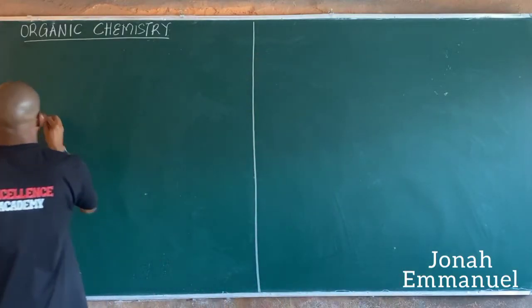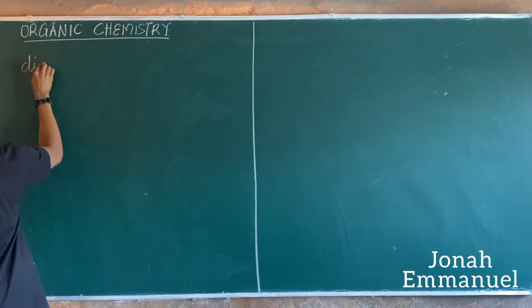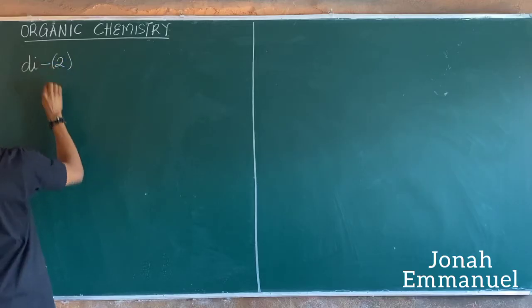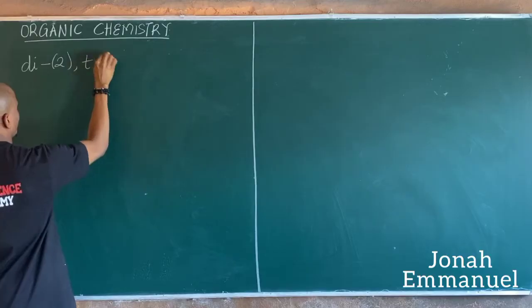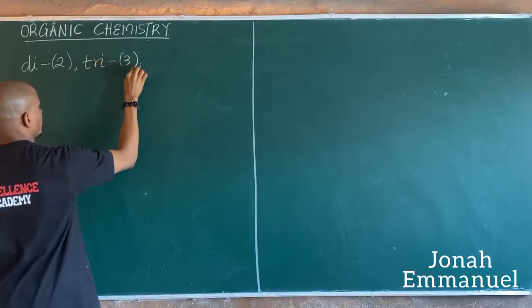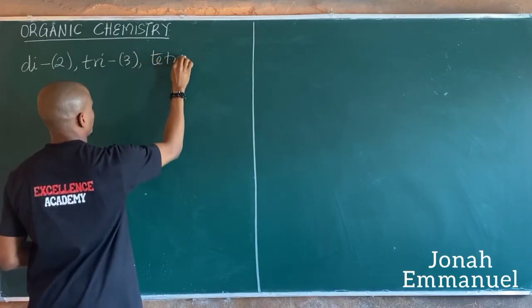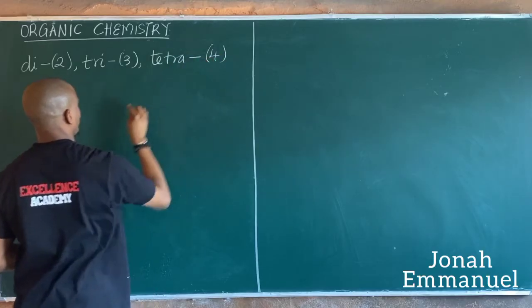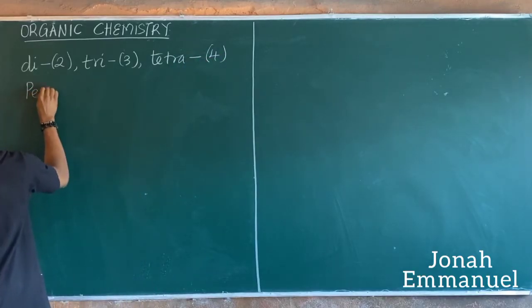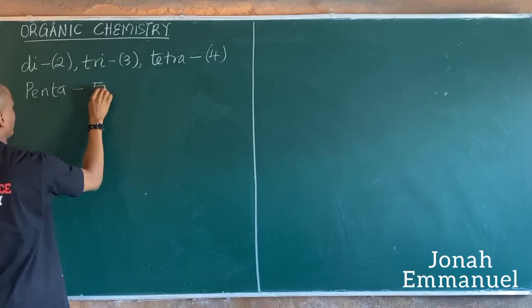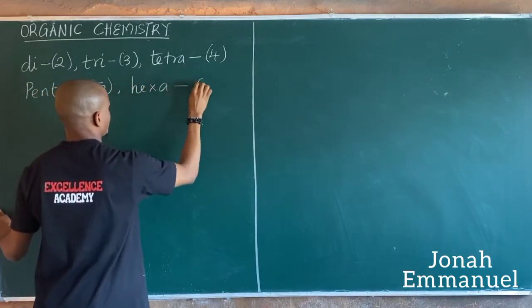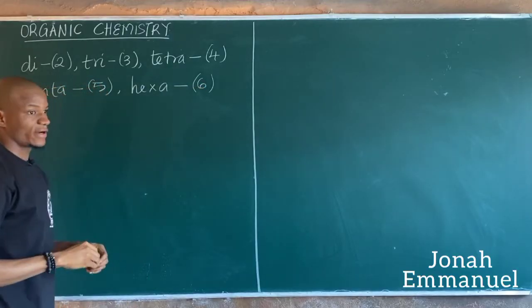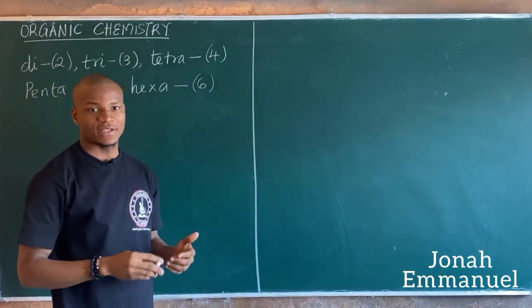So if I have more than one substituent, I'll represent it using di for 2, tri for 3, tetra for 4, penta for 5, hexa for 6, and so on. We'll take an example and explain this fact.